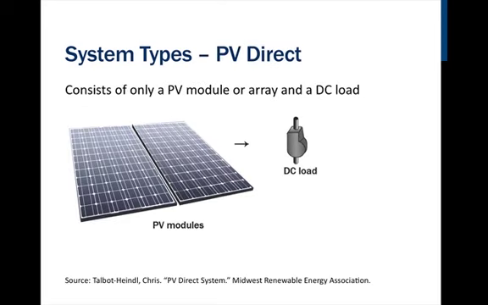PV direct systems are the simplest type of system with the least amount of components. PV direct systems consist only of a PV module or array and a DC load. This would be a good application for a pump of some sort. When we were talking about the PV integration in solar thermal systems, this is the type of system that would be. When the sun is shining, the load receives electricity. When the sun is not shining, the load will not work.